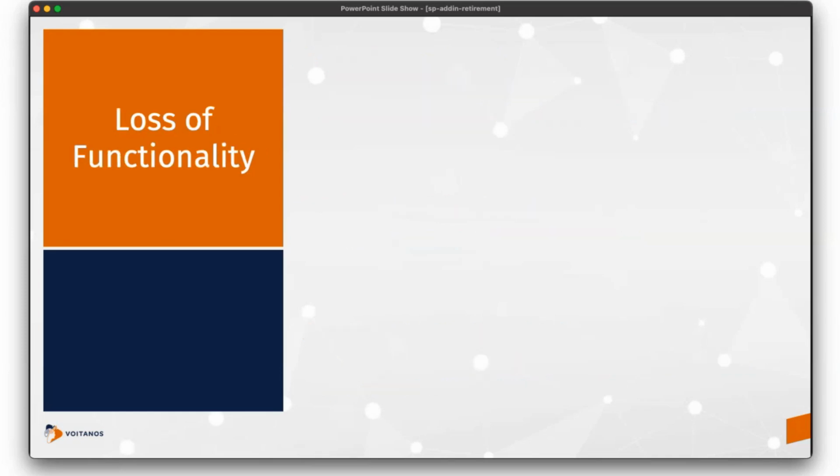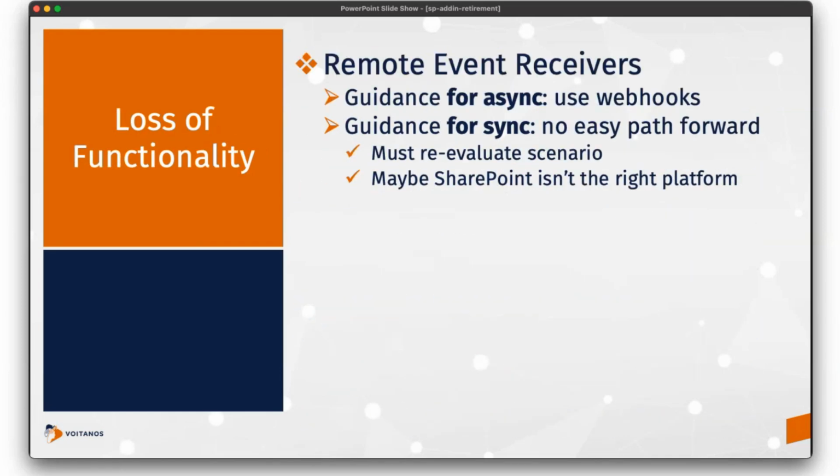Now, there is some downside to this, or some sad stuff that's going to happen, and that is we are losing some functionality with this retirement. Remote event receivers is a big one that comes up. If it's an asynchronous event receiver, you're okay, because the natural progression for that is using webhooks. You have webhooks in SharePoint, you have webhooks in Graph, and you can subscribe to webhooks and respond to when different events happen. However, we have a concept in remote event receivers called synchronous events, but unfortunately, there's no story for that going forward. Those are gone.